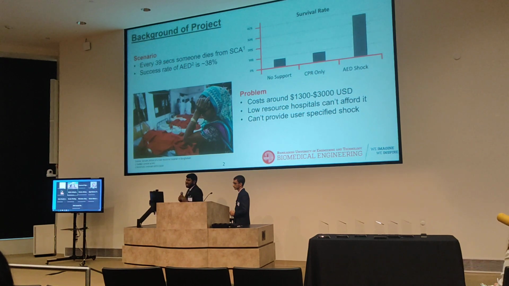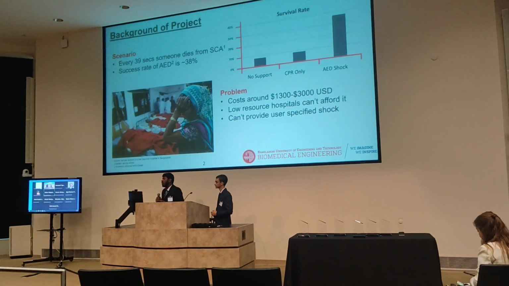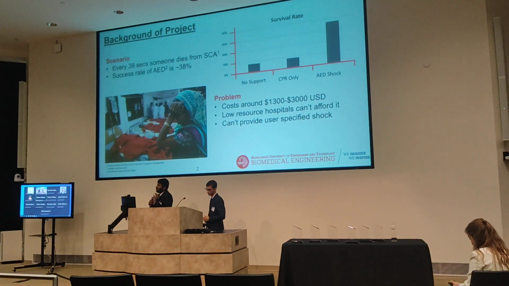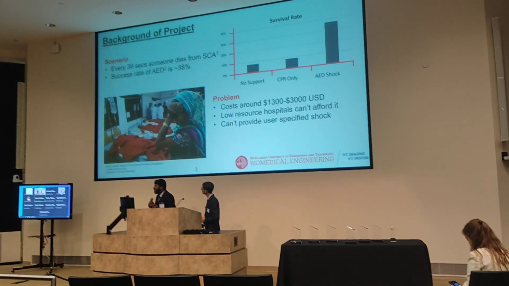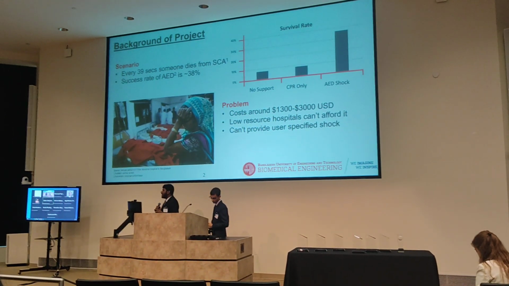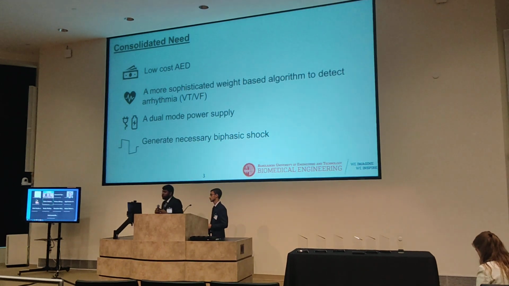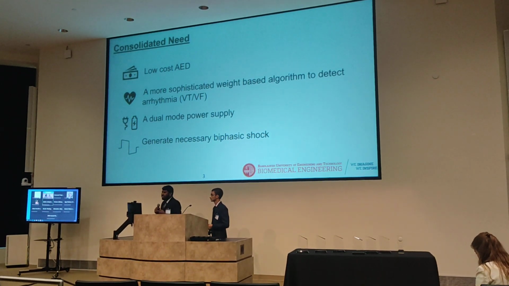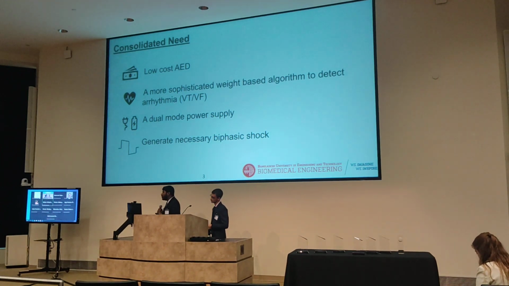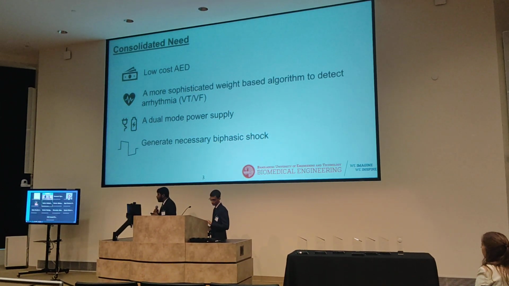Furthermore, it has another problem: it cannot provide user-specific shock. That means a person of 200 pounds does not require the same energy to stop the lethal arrhythmia as a person of 100 pounds. That's why we need a low-cost AED to solve this problem, and a more sophisticated weight-based algorithm to detect lethal arrhythmia like ventricular tachycardia or ventricular fibrillation.